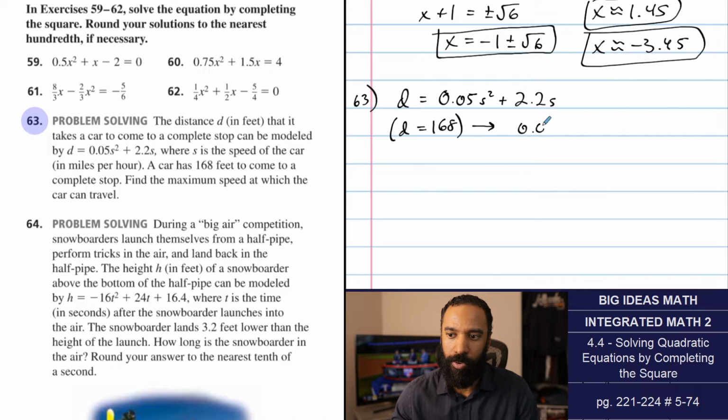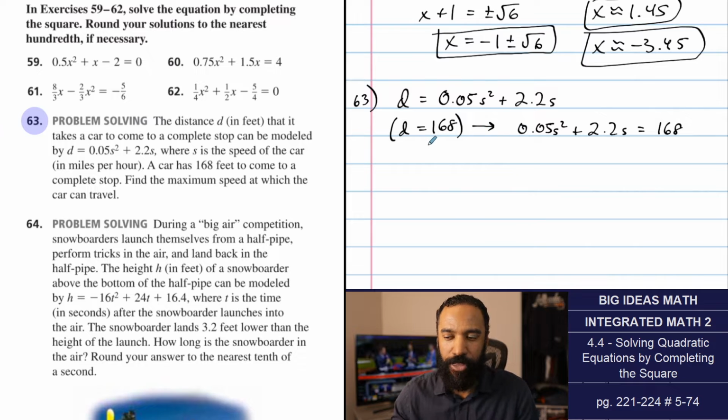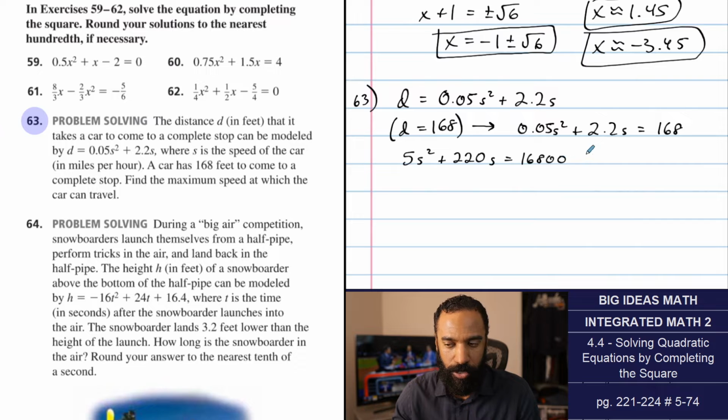So we'll do 0.05 s squared plus 2.2 s equals 168. It's a problem like this where it's better that I do that multiply by 100 thing. This will shift decimals 2 places over. So if I multiply everything by 100, I will get 5s squared plus 220s equals 16800. I have no fun way of saying that otherwise.